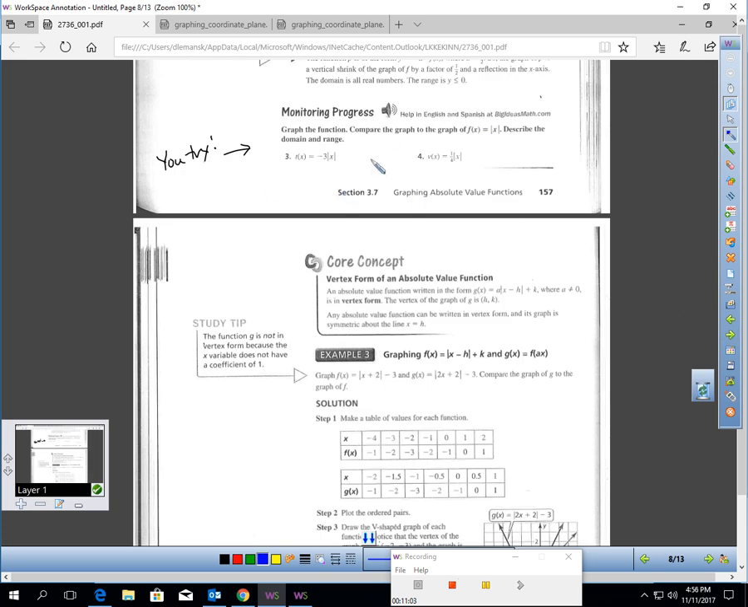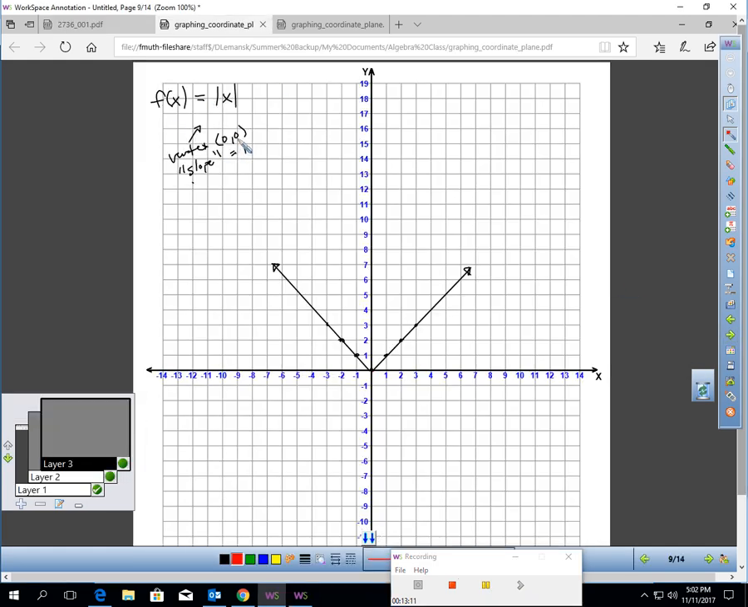I would like you to try these two real quick. I would like you to graph the parent function and then graph each of these. You can compare these and then describe the domain and range. Okay, I'm back. So first of all, here is the parent function. The vertex is 0, 0, slope 1, just like normal.